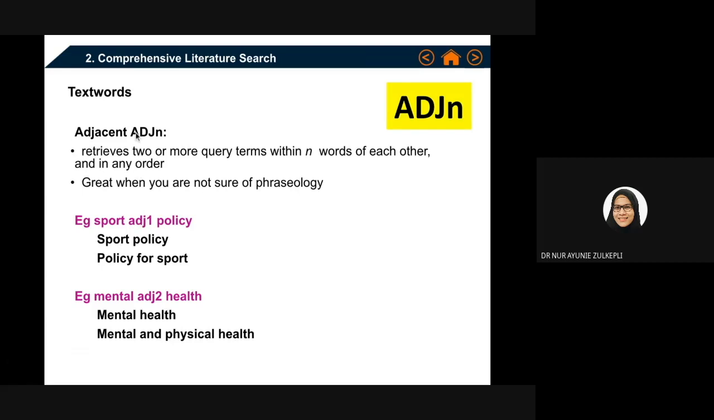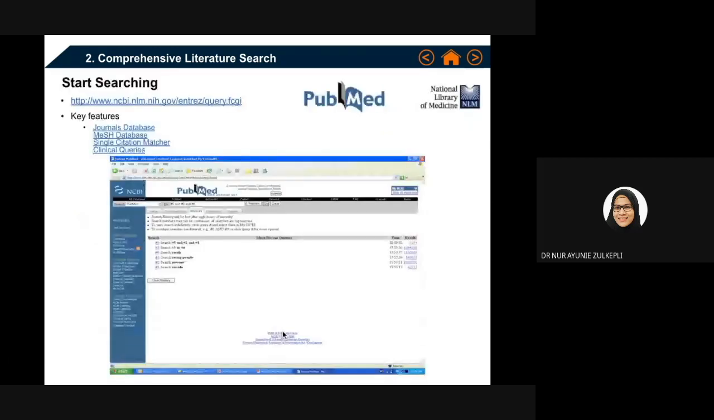And you can use the adjacent operator. For example, sport adjacent policy, so the database will generate sport policy or policy for sport, or mental adjacent health, mental and physical health, something like that. Okay, so this is an example of the PubMed interface.